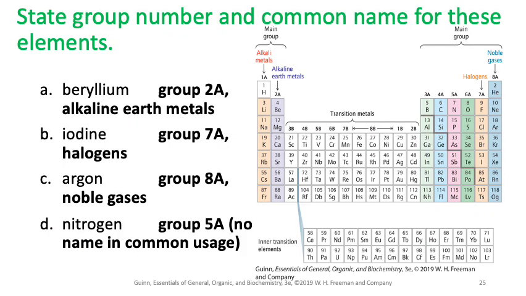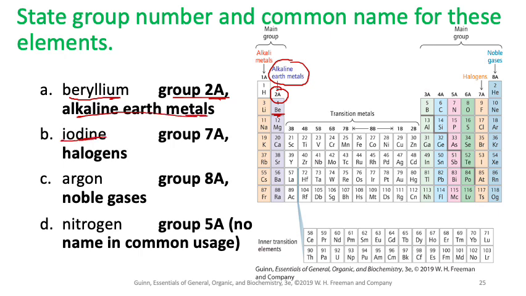Now let's take an example and try to solve it. The problem says state the group number as well as the common name for these elements. So beryllium. Beryllium is Be, and where does it belong? It belongs to group 2A, right? And what's the name of this group 2A element? Alkaline earth metal. So beryllium belongs to group 2A, and the name of that group is alkaline earth metal.